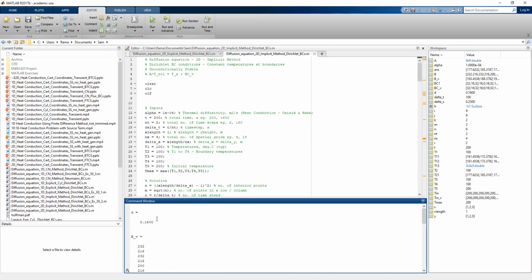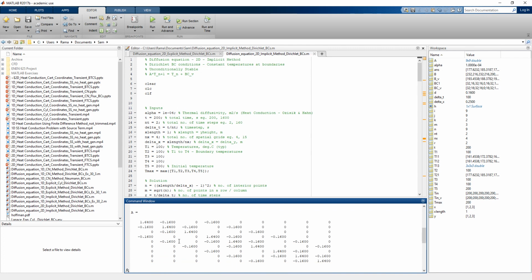So the diffusion number, for reference or accuracy purposes, we get as 0.16, which is lesser than 0.25. The right hand side vector, called the B vector, is shown here. The pentadiagonal matrix, called the A matrix, is shown here.